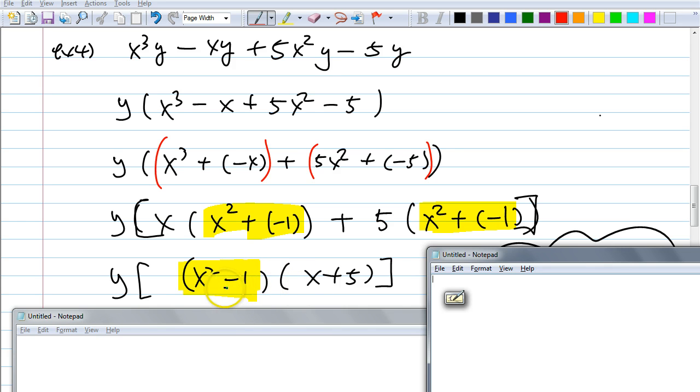subtraction. Thank you, Chansu. So x squared minus 1 times x, don't you get the right previous term? Plus x squared minus 1 times 5, don't you get 5 times x squared plus -1? Yes? We're done, right? No? We're done, right? No. Oh, we're not done?